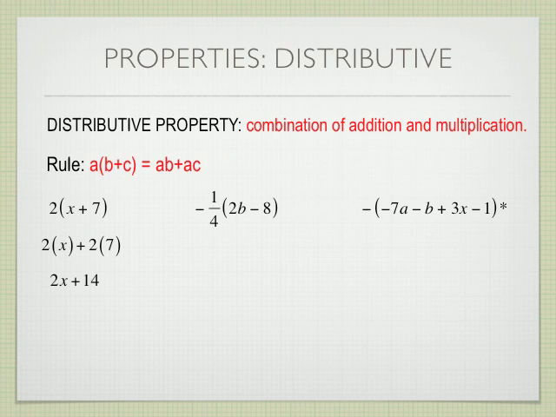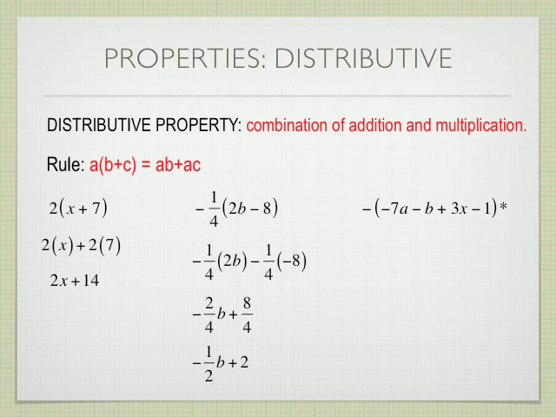Now I'm going to throw a fraction in there so you don't start to get scared of fractions. Negative 1/4 times (2b minus 8). Well, it's going to be negative 1/4 times 2b and negative 1/4 times negative 8. Negative 1/4 times 2b is going to be negative 2/4 b. Negative 1/4 times negative 8, the negative times negative is positive. That's 8 over 1 times 1 over 4, so it's 8/4. Now we'd simplify. 2/4 is the same as a half, and 8/4 is the same as 2. So we'd have minus 1/2 b plus 2.